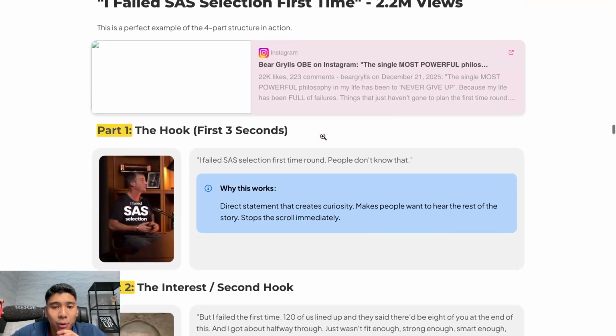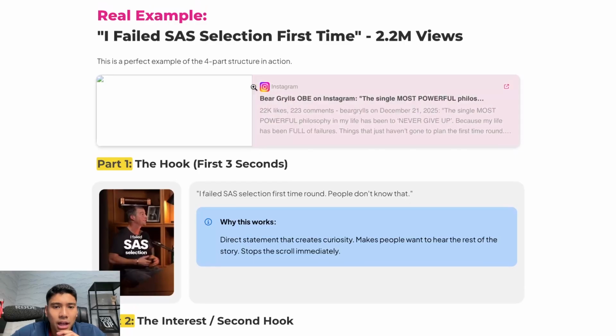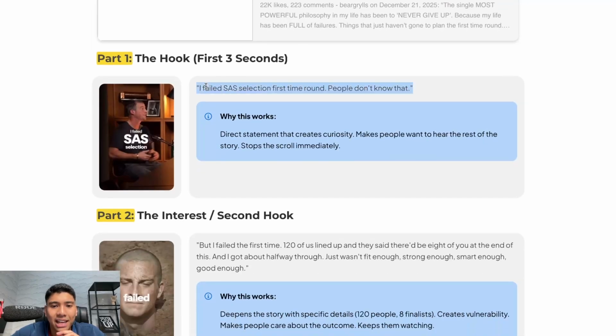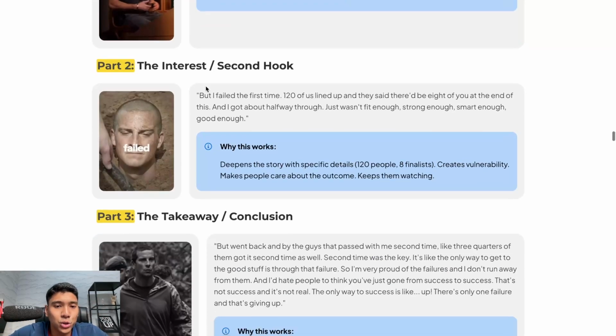I'll give you a real example, right? So the hook: "I failed SAS selection the first time around. People don't know that." This is a direct statement that creates curiosity. A lot of people don't know this fact, so it's a shocking fact hook. Number 2, the interest or second hook, is to emphasize that he did fail and add context of what happened when you failed.